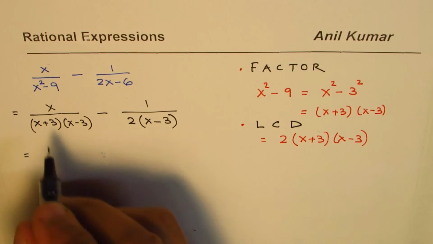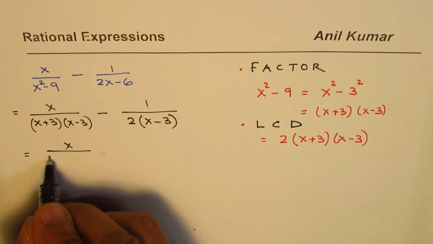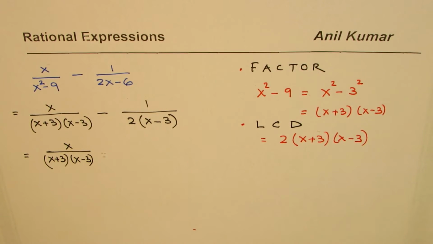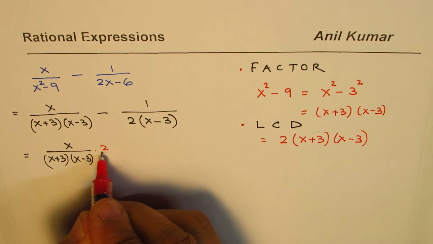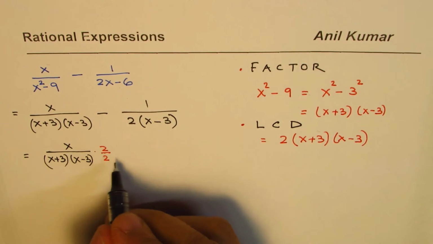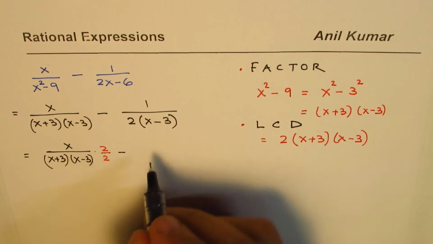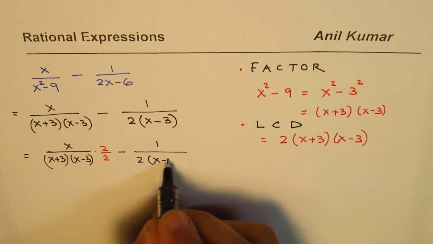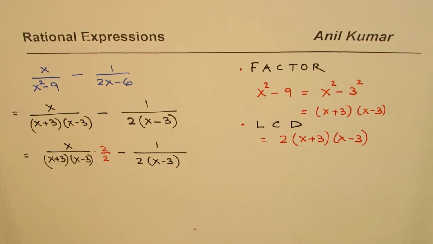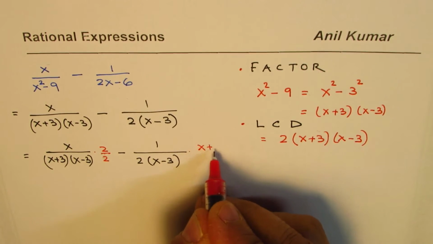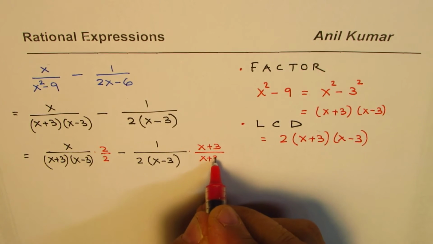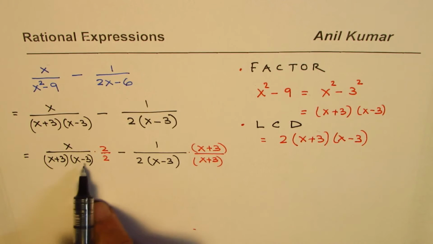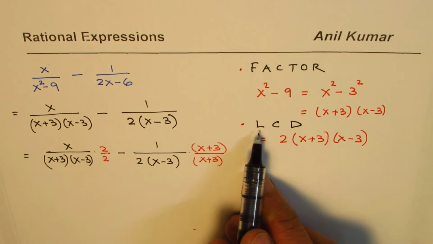Now how do we do that? We have first term as x over x plus 3 times x minus 3. To get 2, I have to multiply and divide by 2. Is that okay? That means you're multiplying by 1 and not changing anything, right? It's exactly the same expression as it was before. Now in the second one, what will you do? We need x plus 3. So we'll multiply and divide by the factor x plus 3. Is that clear?